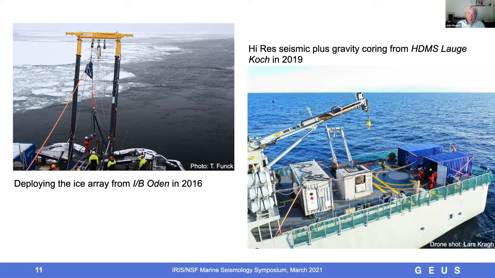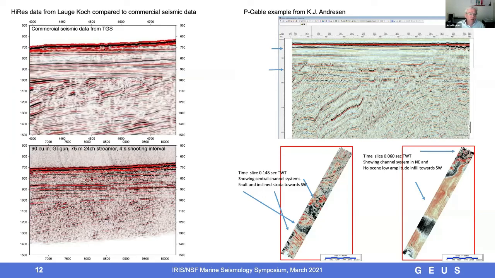Just some quick data examples. So on that Baffin Bay cruise, this is a commercial seismic data set collected by TGS in 2010. And this is what we were able to collect with a small GI gun, 90 cubic inch GI gun with a 24 channel 75-meter streamer and a 4-second shooting interval. And you can see obviously that there's quite a bit better resolution in the high res, even though it's a very challenging area to work in because of the hard sea bottom and the heavily scoured seabed, which scatters a lot of energy.